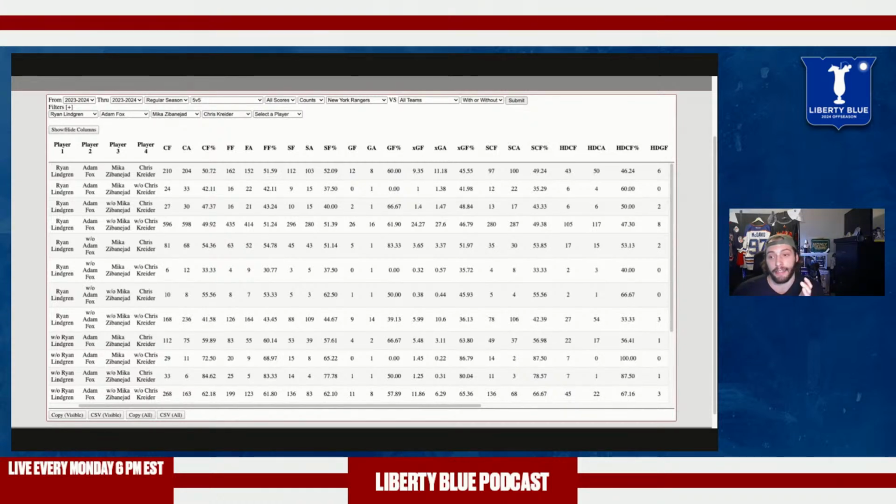So we've done the context. We've got the most common forwards. We know who Lindgren plays with. We know the situations they're deployed in. Now we can start to look at the results individually for Lindgren.